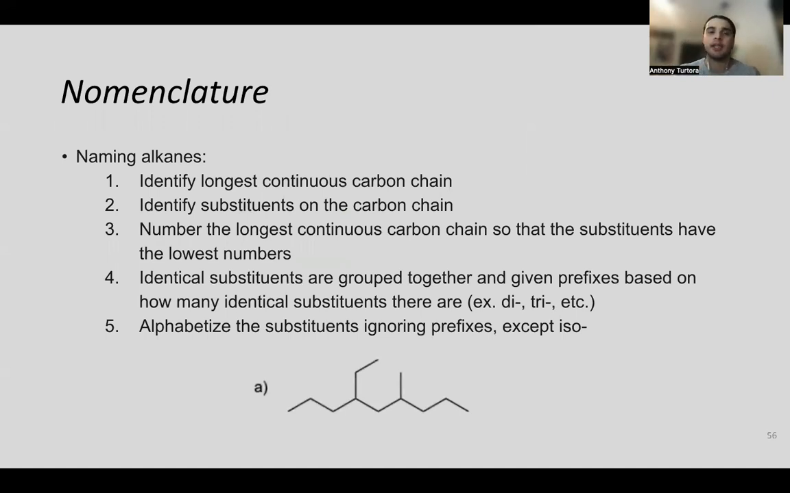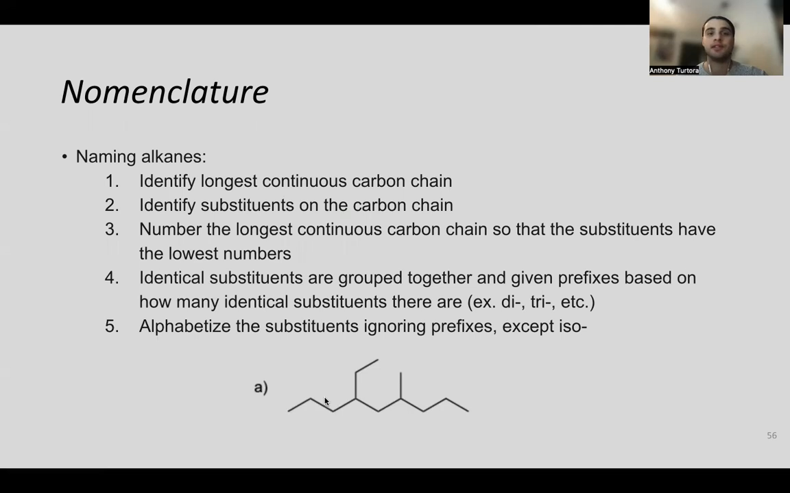So naming alkanes, if you didn't quite get that last question, we'll go through it and use this as an example here. So first, what we're going to do is identify the longest continuous carbon chain. So in this molecule here, I'm going to figure out which is the longest carbon chain. So it's going to be this one right here, as there's 9. So 1, 2, 3, 4, 5, 6, 7, 8, 9. So there's 9 carbons here. So that's going to be the longest carbon chain.